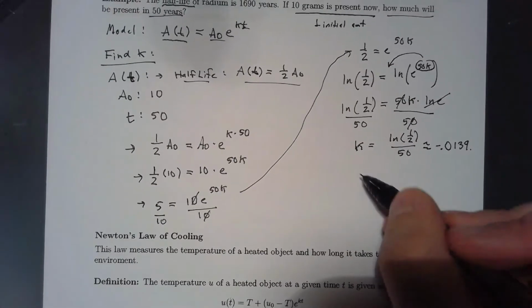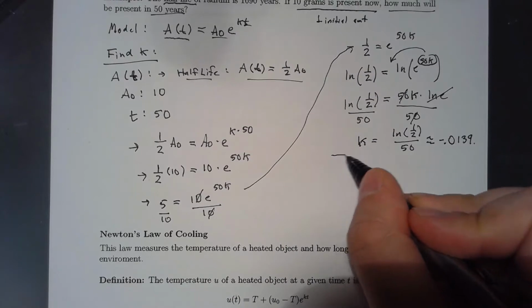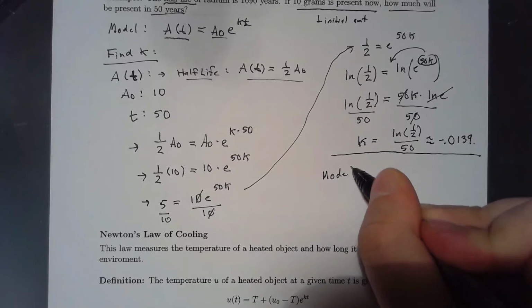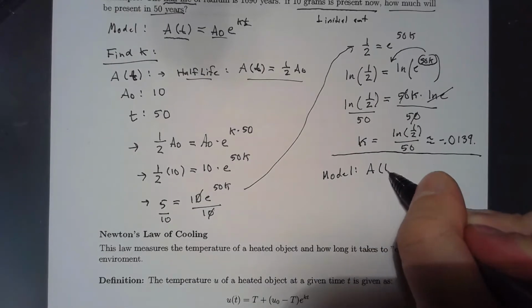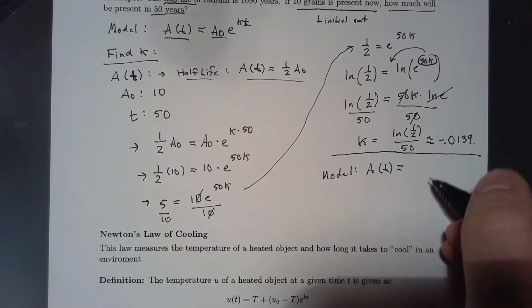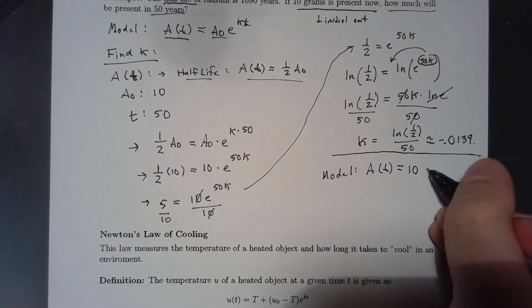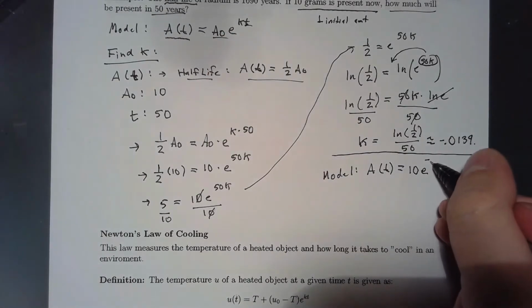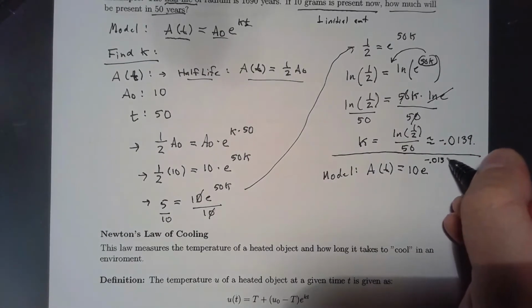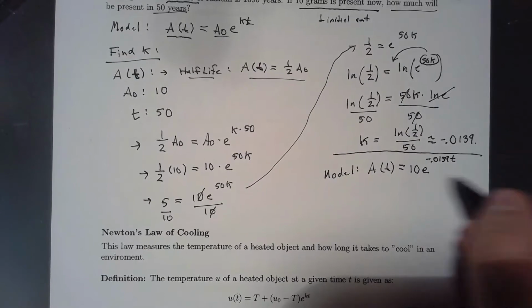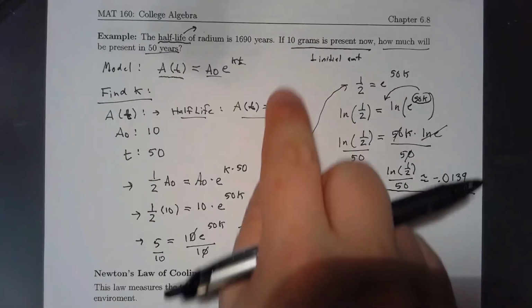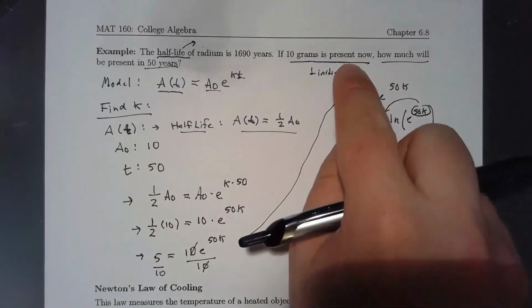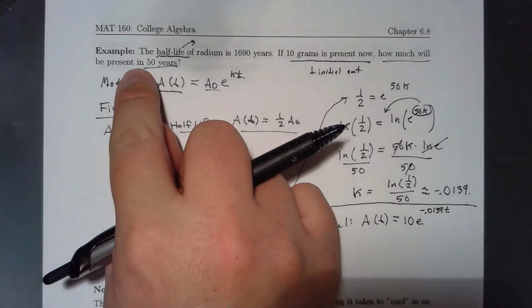So now I know my model is A of t equals the initial amount, which was 10, times e to the kt. So k is negative 0.0139 times t. That's my model. I could use this to find how much radium is left after t years. And that's the answer to the question. How much will be present in 50 years?